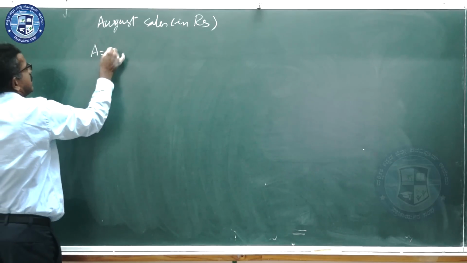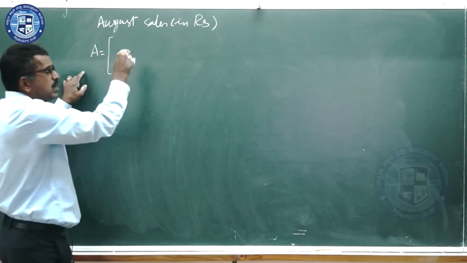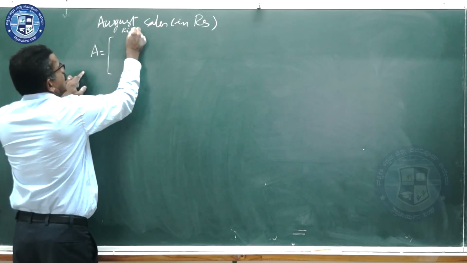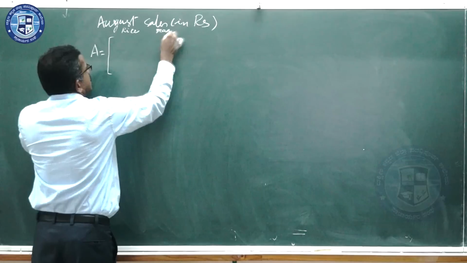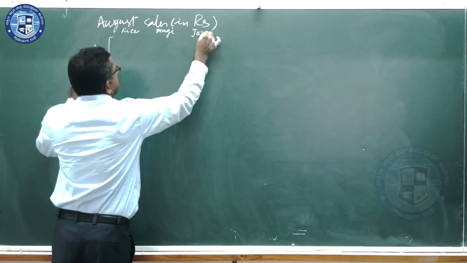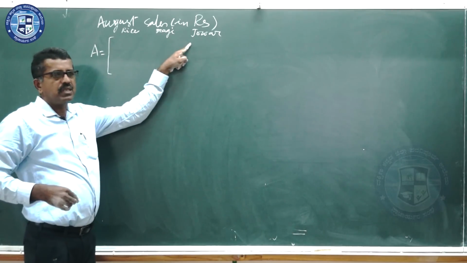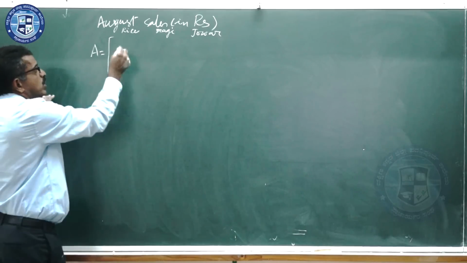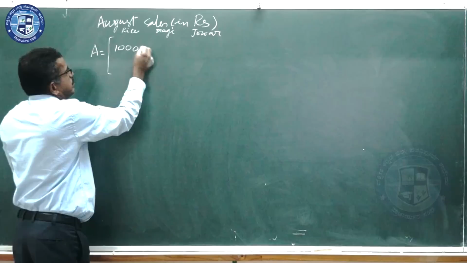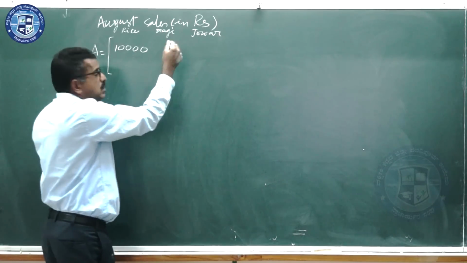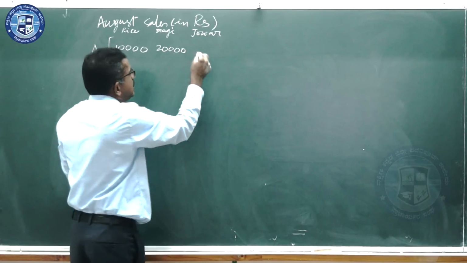I take that as a matrix A. First column represents rice, second ragi, and third. First row should represent the sales by Sunny, one of the farmers. Let me take the first entry, it's 10,000, and second entry is 20,000, and third entry is 30,000.